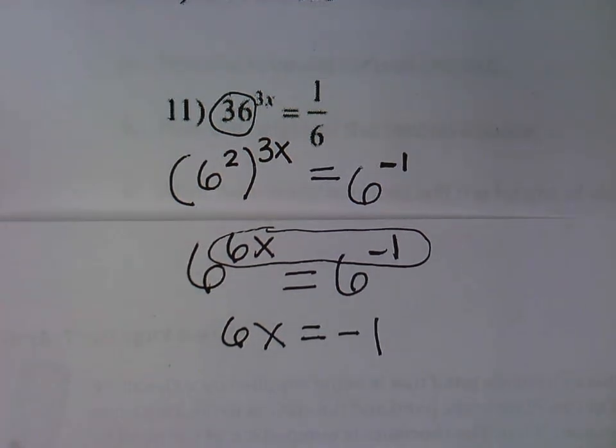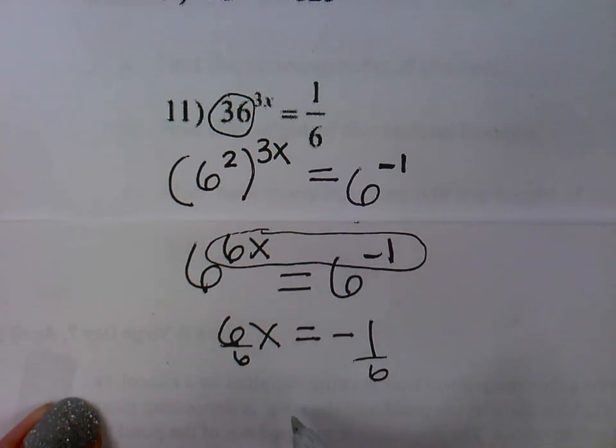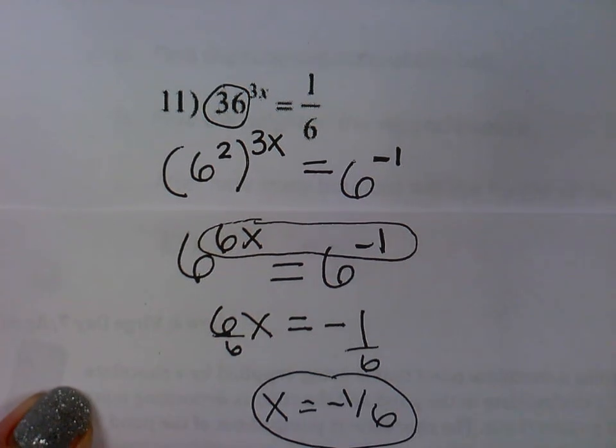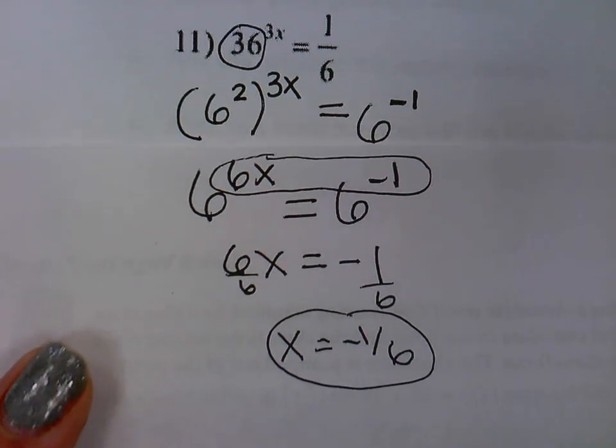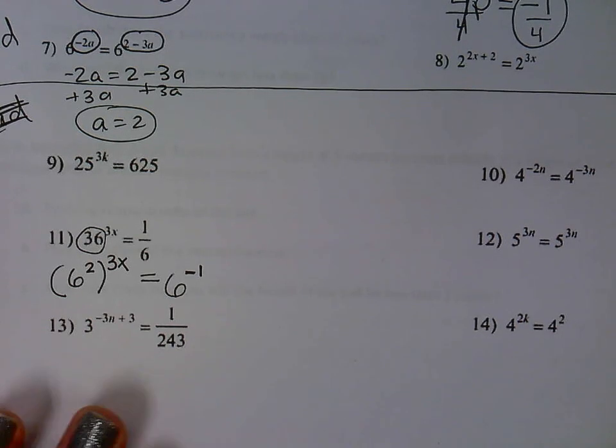How do I get x by itself? Divide by 6. So it's okay to leave a fraction. I would just leave it as a fraction, negative 1/6. You don't even have to divide it on your calculator. Just leave it as a fraction, negative 1/6. But I think most people at least got done the first few.